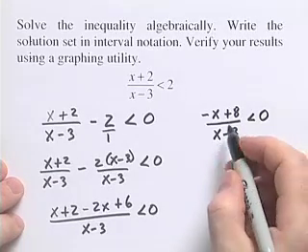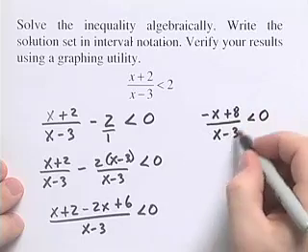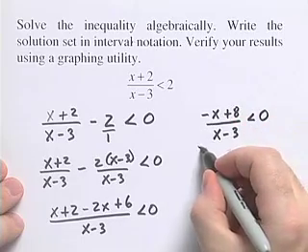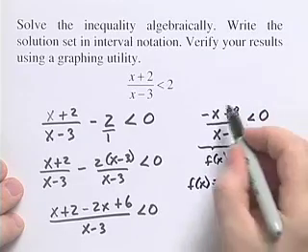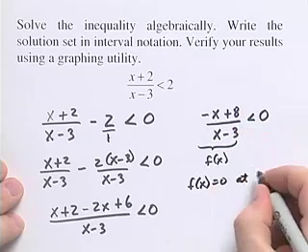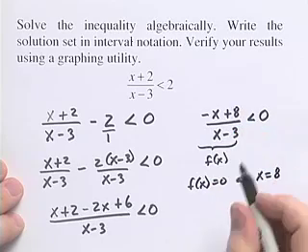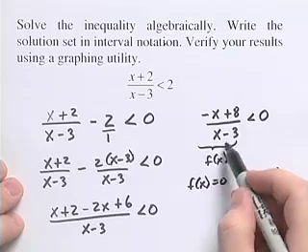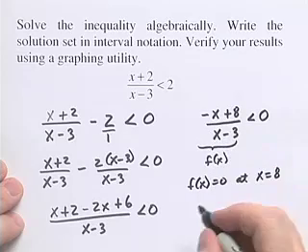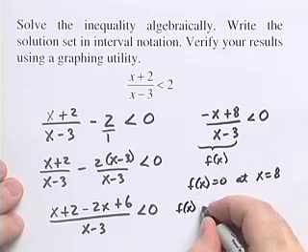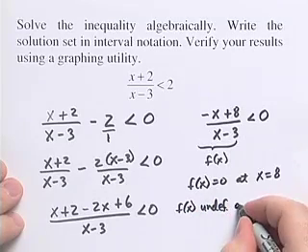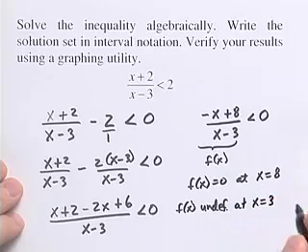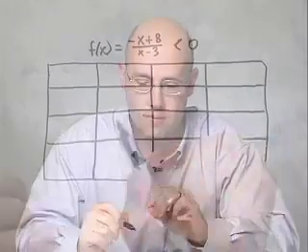What we want to do next is determine where this expression on the left-hand side is equal to 0. If we call this expression f of x, we'll see that f of x is equal to 0 when the numerator is equal to 0, and so that's at x equal to 8. We also want to find out where f of x is undefined. That's going to be where the denominator is equal to 0, and in this case, that's at x equal to 3.